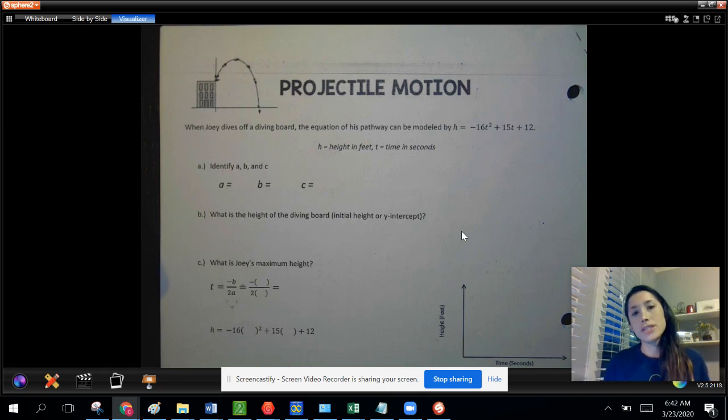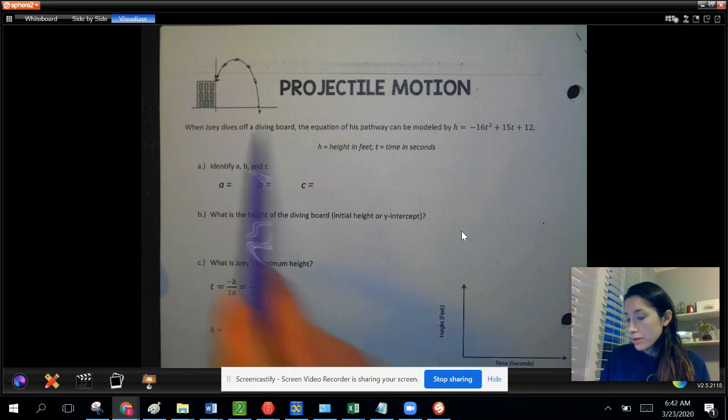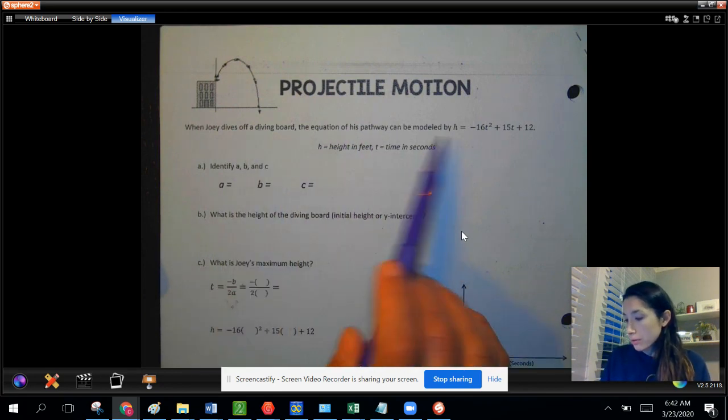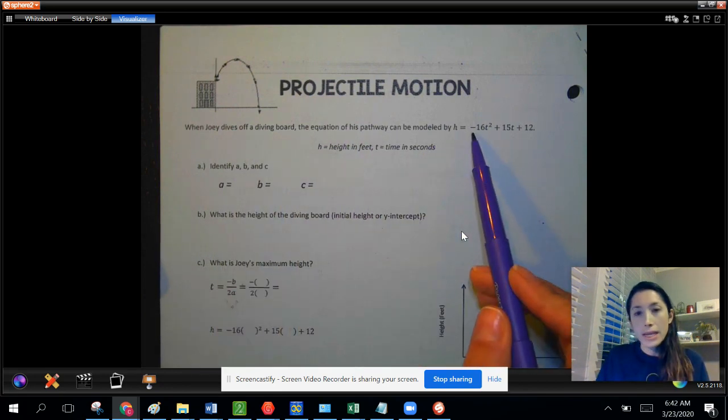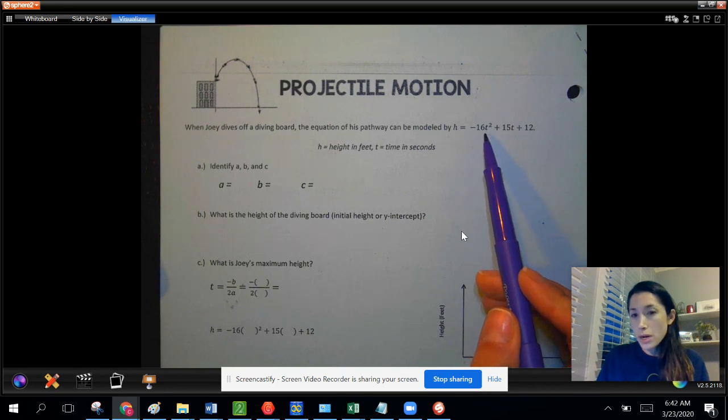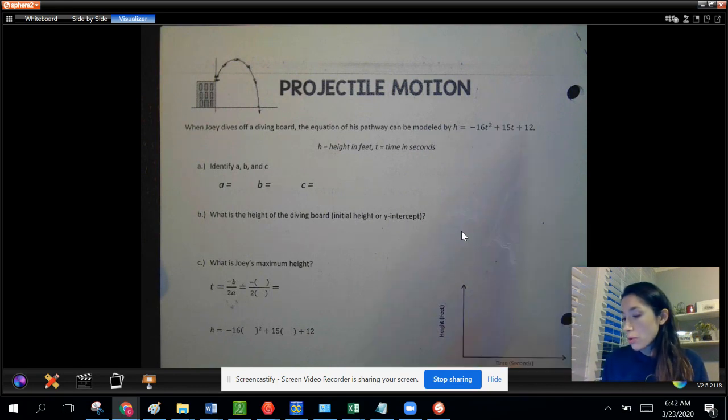I'm going to be going over page 6 of the toolkit on projectile motion. So first, let's go ahead and read through the problem. When Joey dives off a diving board, the equation of his pathway can be modeled by h equals negative 16t squared plus 15t plus 12.